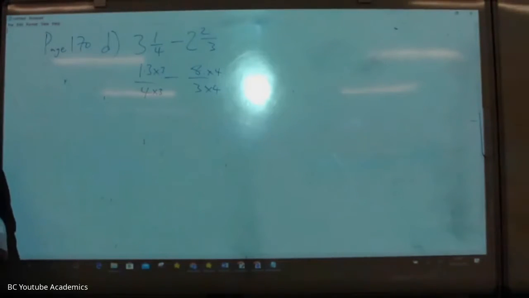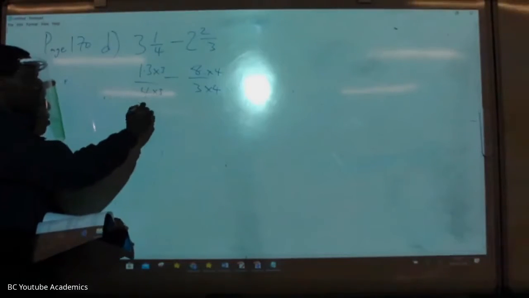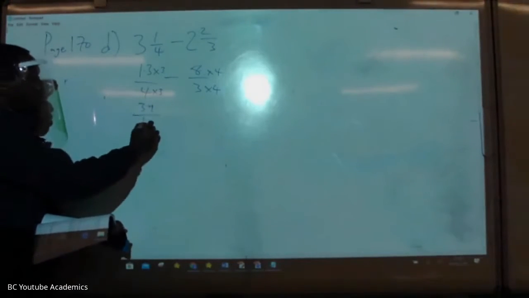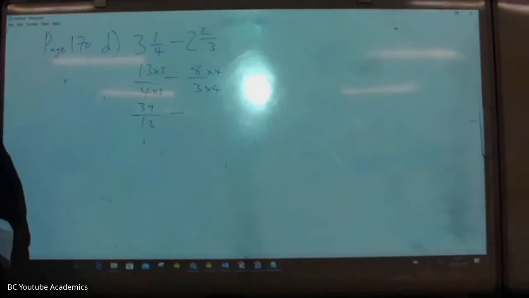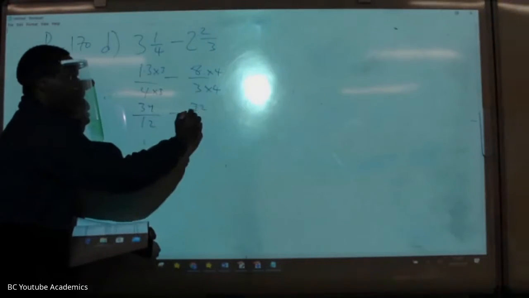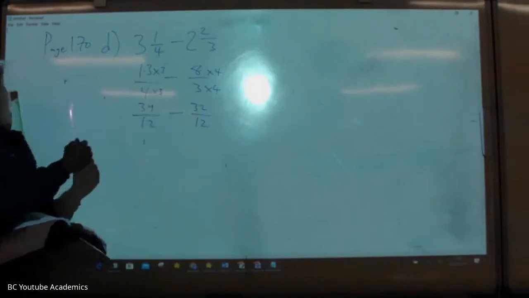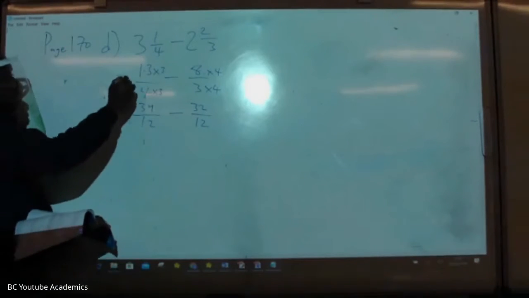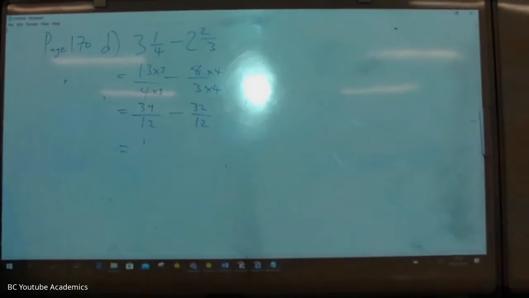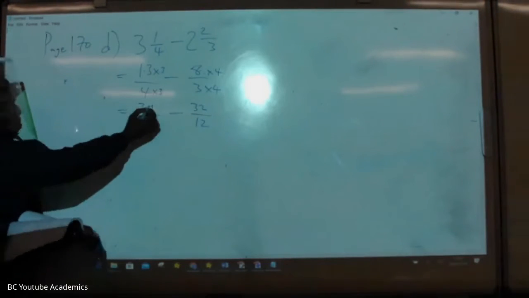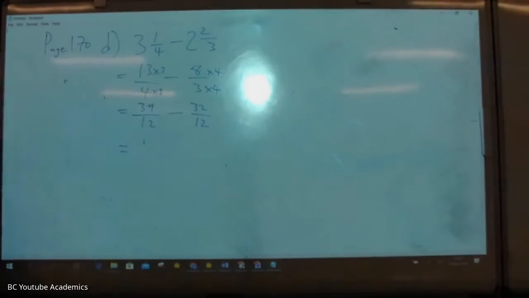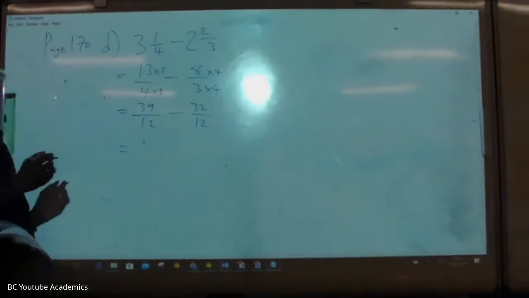And then 13 times 3 is 39, and 8 times 4 is 32. So 39 over 12 minus 32 over 12. The denominator is now the same, so we can subtract the top. That gives us 7 over 12.